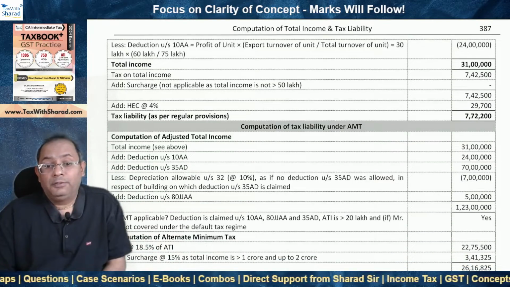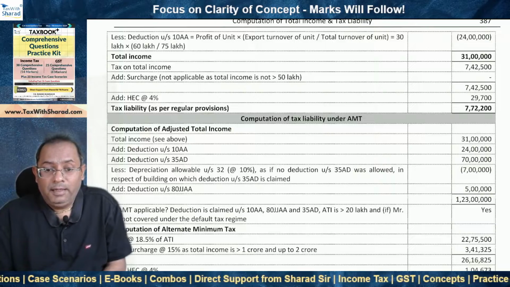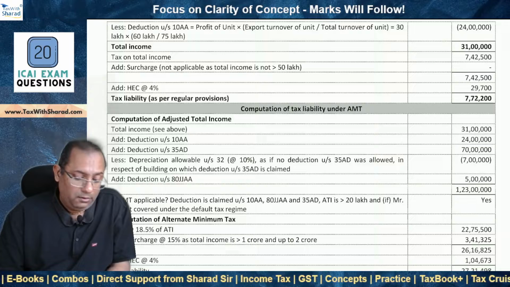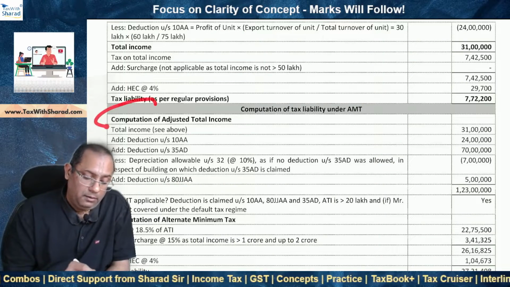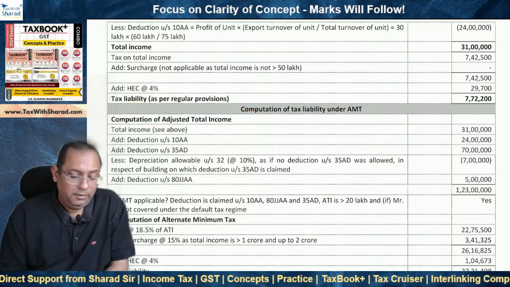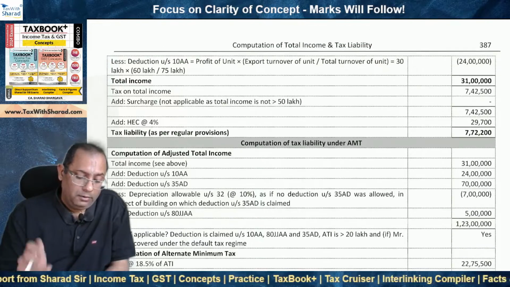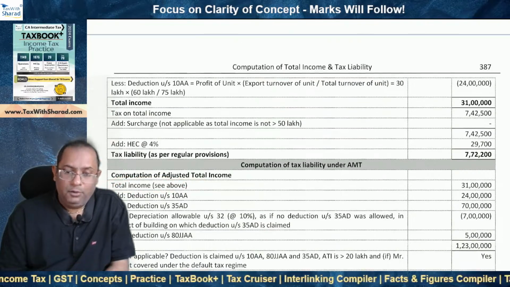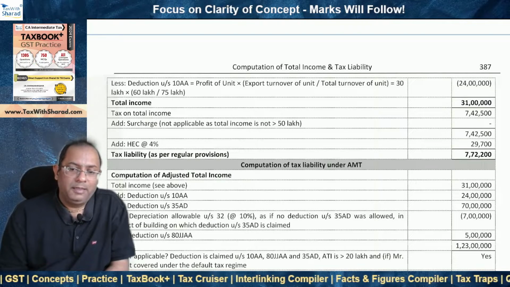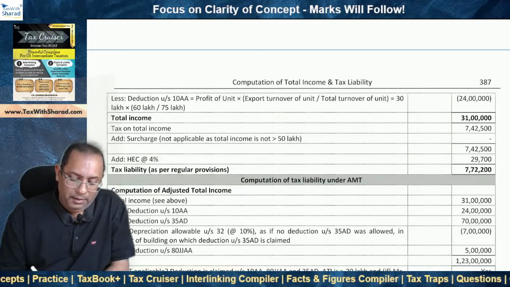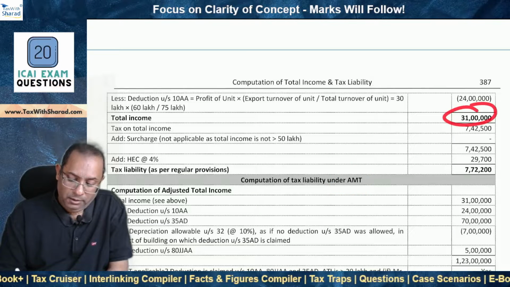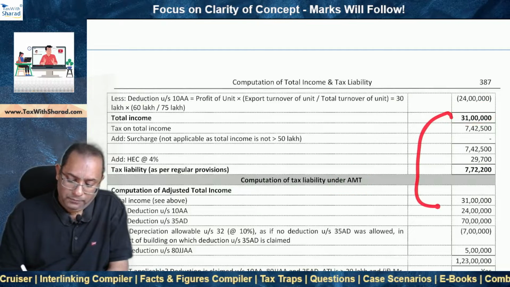There are other two conditions also. ATI should be more than 20 lakh, which we will now figure out and see whether that is being satisfied or not. So for that we will make computation of ATI, adjusted total income. We will start with the level of total income. Total income not under default tax regime, under optional tax regime, because AMT is applicable when optional tax regime is applicable. So total income was 31 lakh.